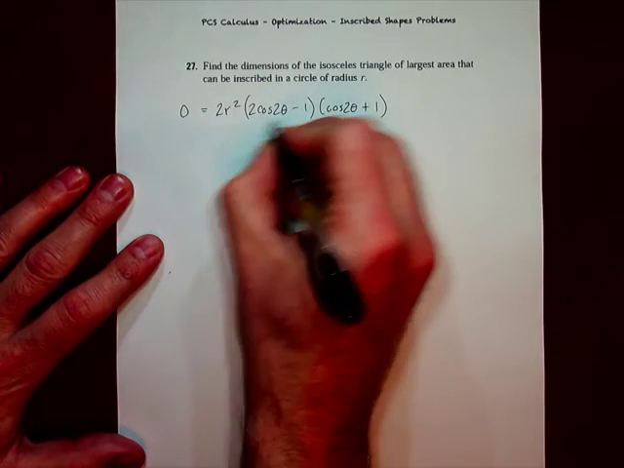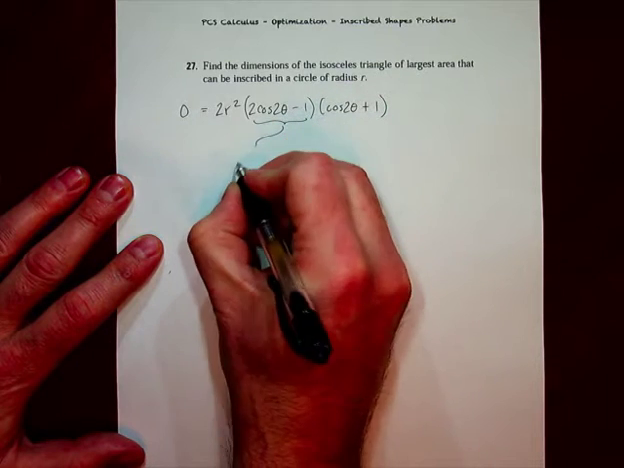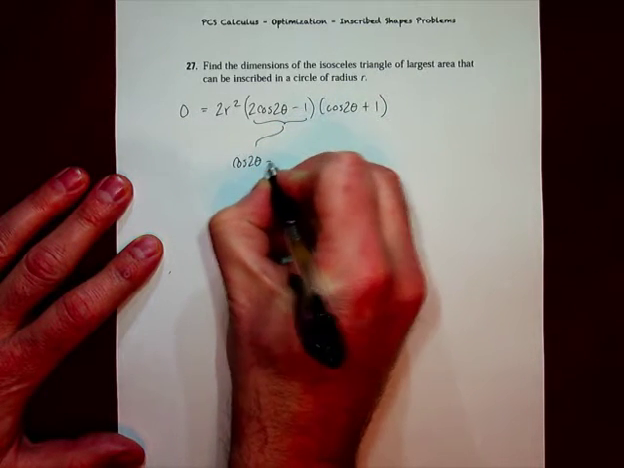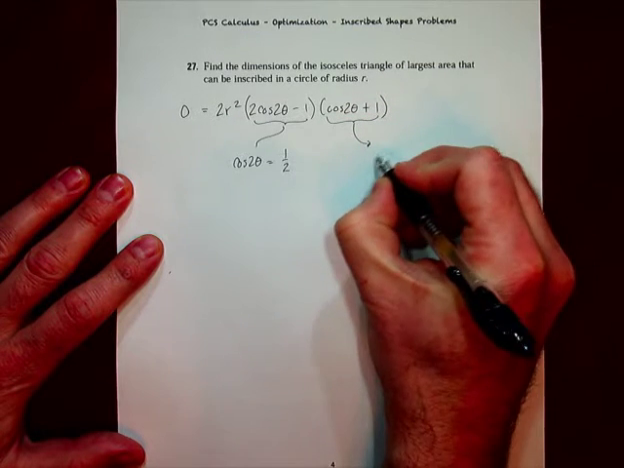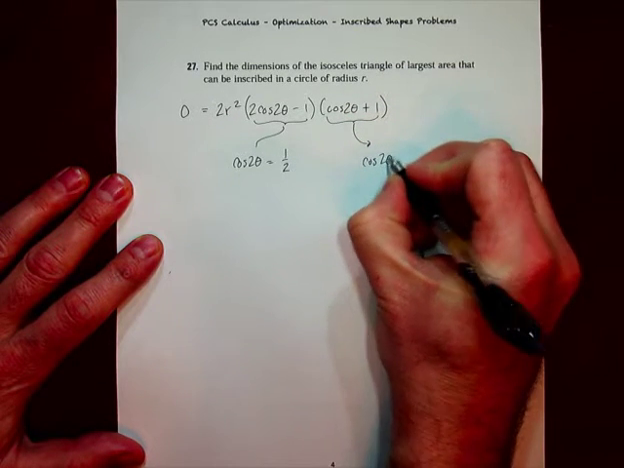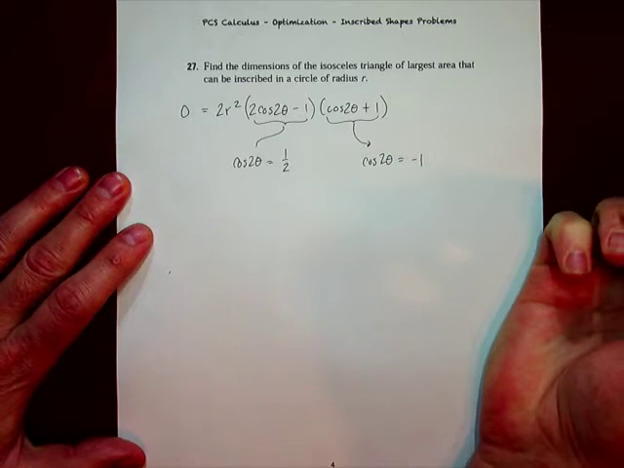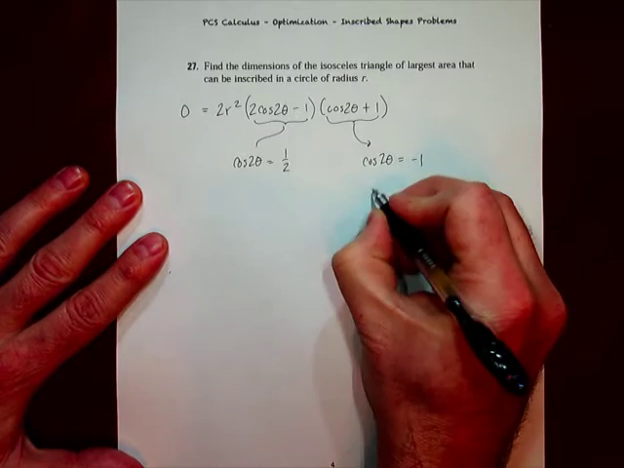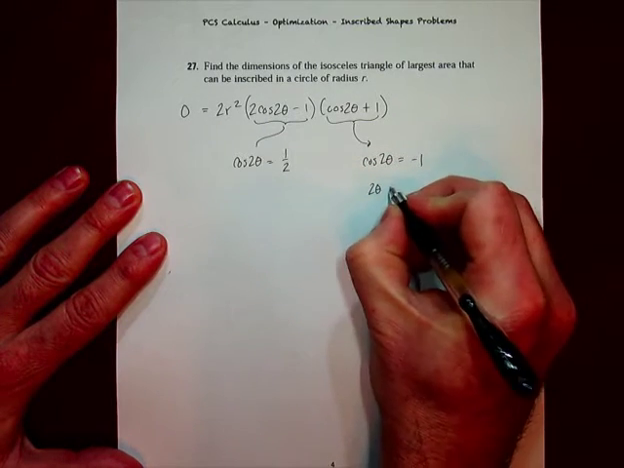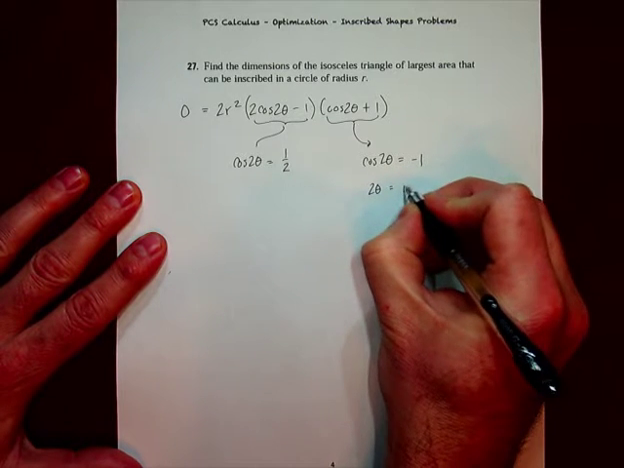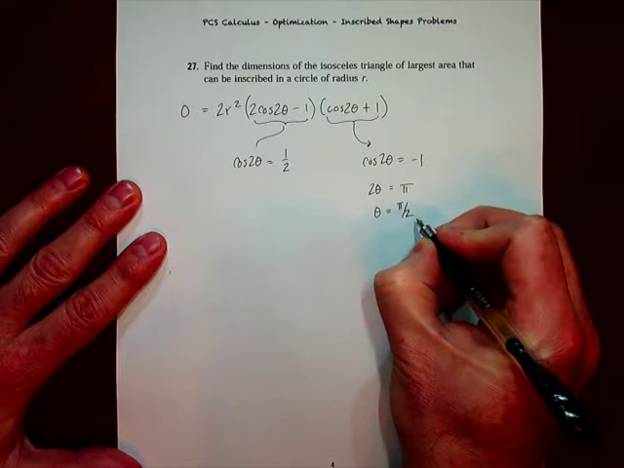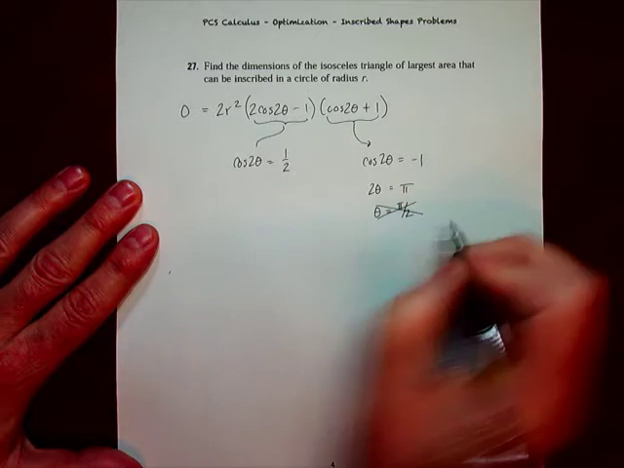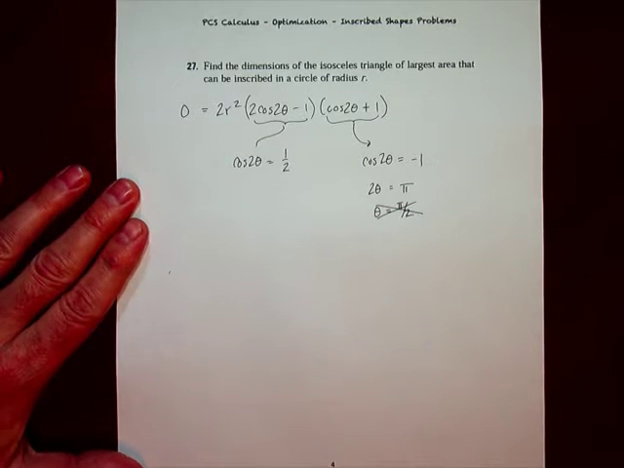From the first factor, we're going to get cosine of 2 theta is equal to 1/2. From the second one, we get cosine of 2 theta is equal to -1. Well, cosine of 2 theta is equal to -1 when 2 theta, the angle measurement, is equal to pi, or when theta is equal to pi over 2. That's not going to work, obviously.